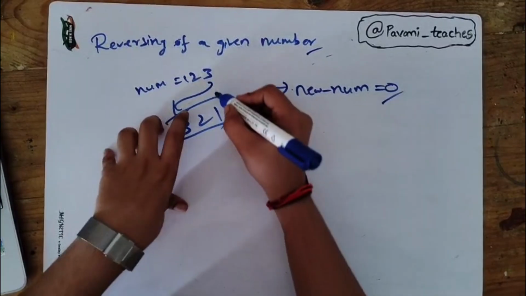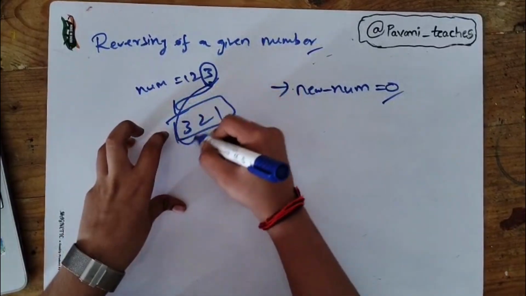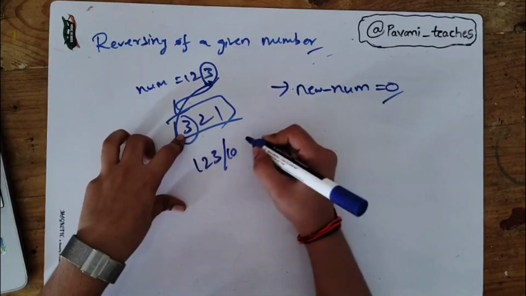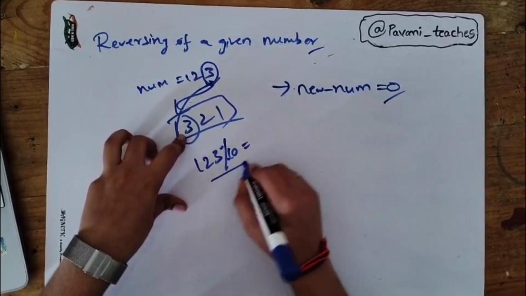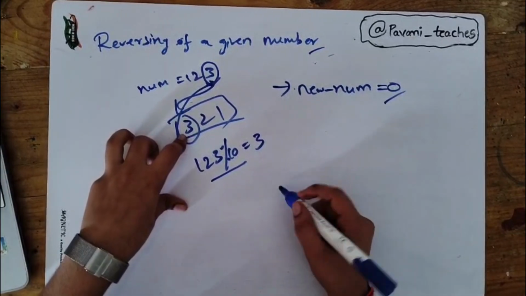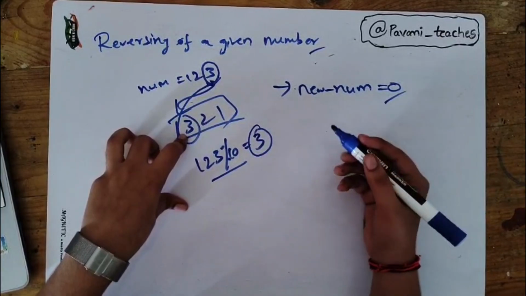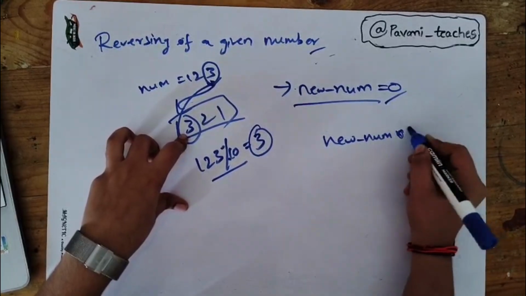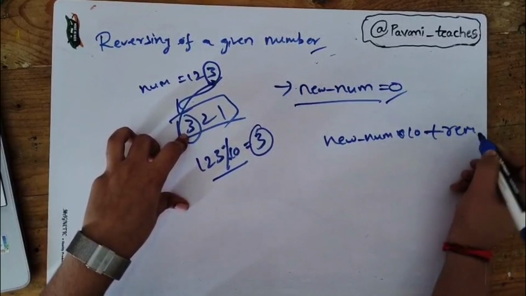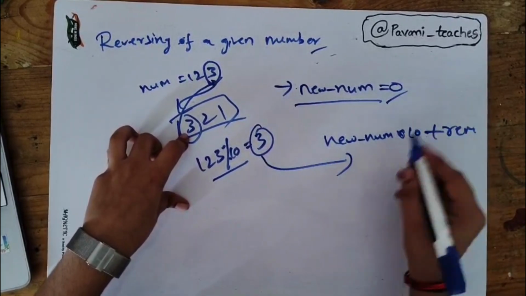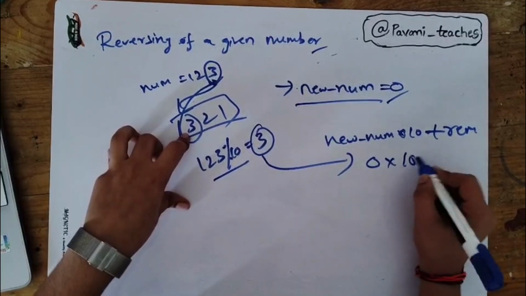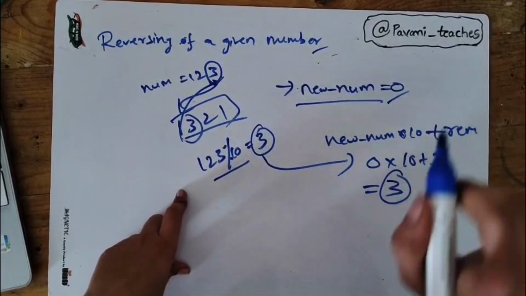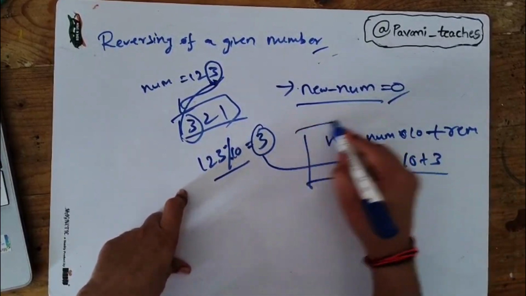Then we have to exclude the 3 and put it here. That means we divide the given number by 10 and write the remainder that we get. Here it will be 3. After getting the remainder, we multiply the new number into 10 plus remainder, which at first is 0 into 10 plus 3, which is 3. We have got the first digit by this logic.